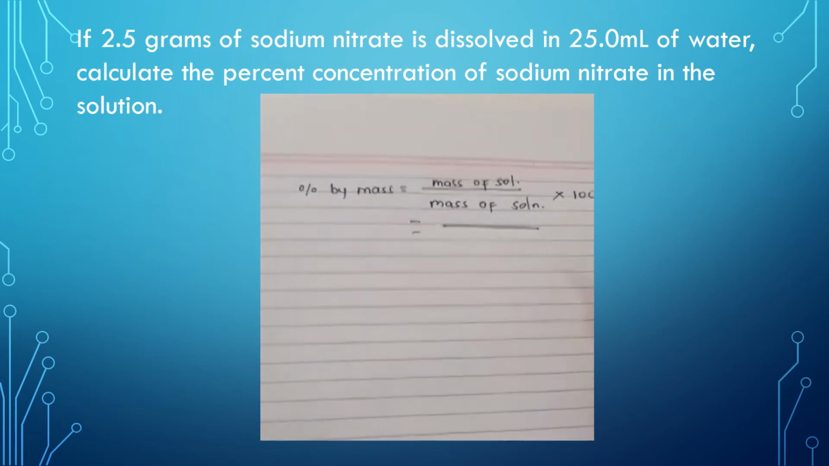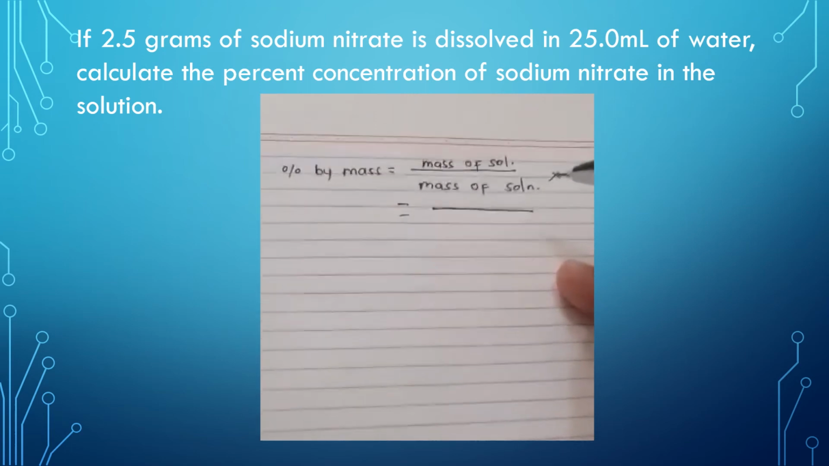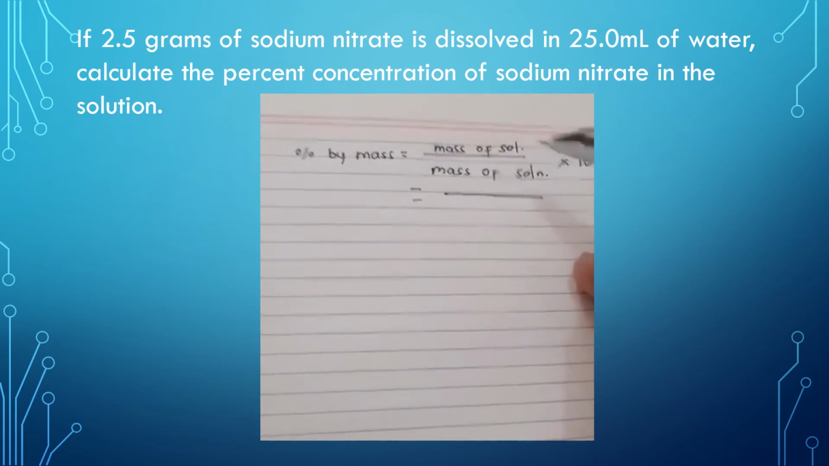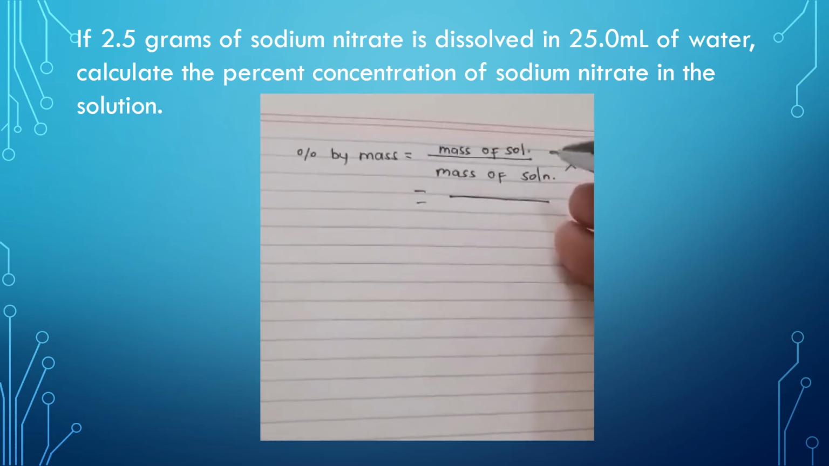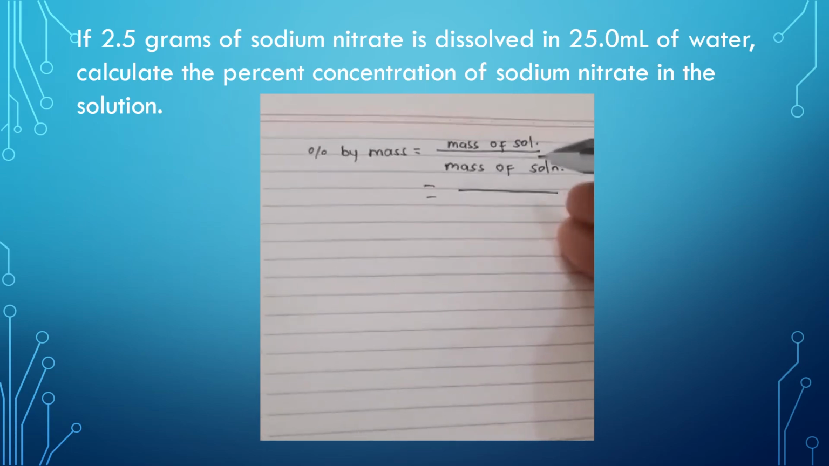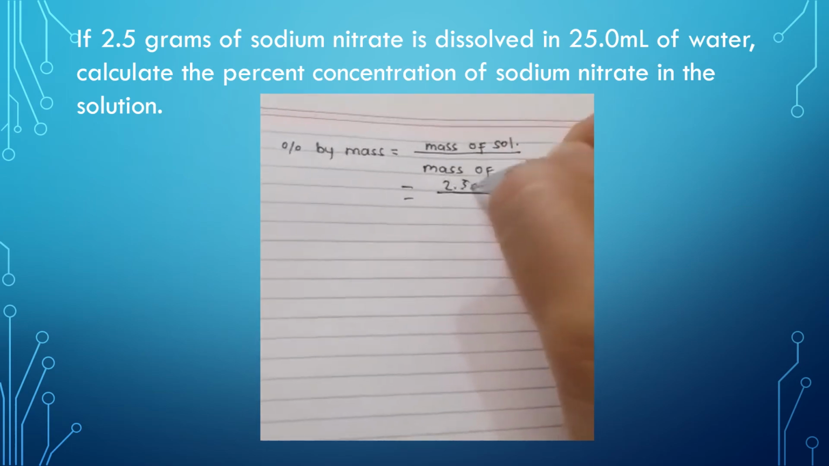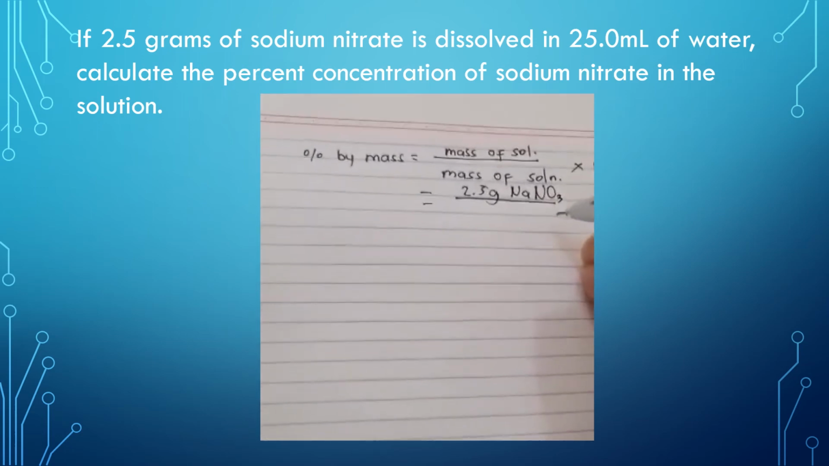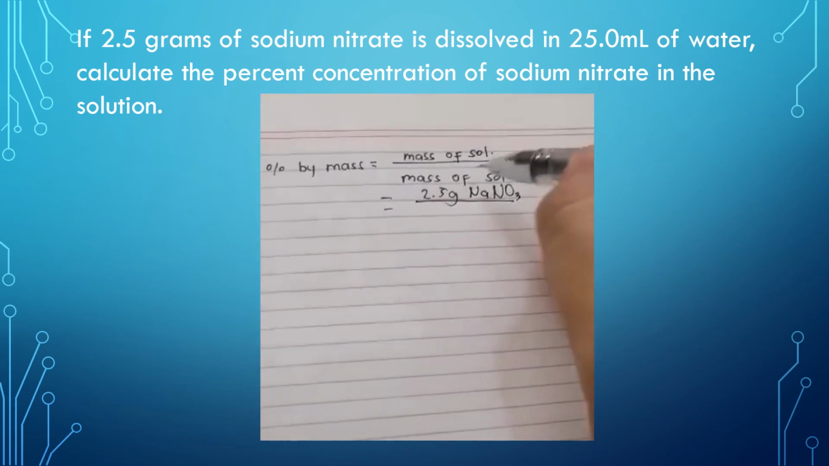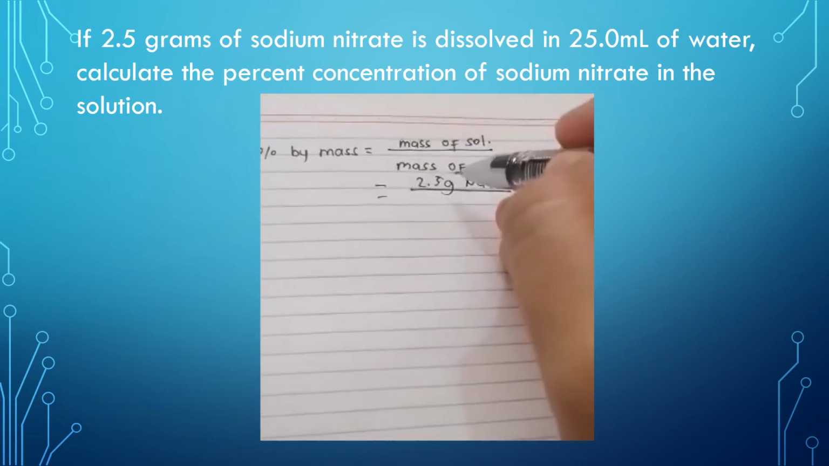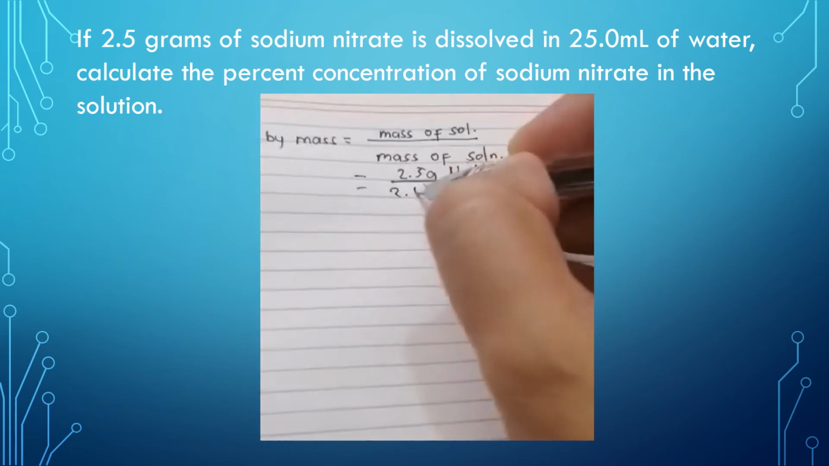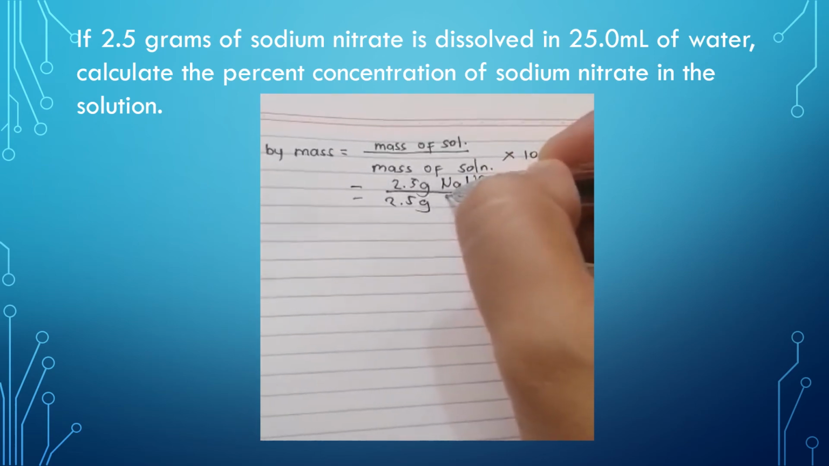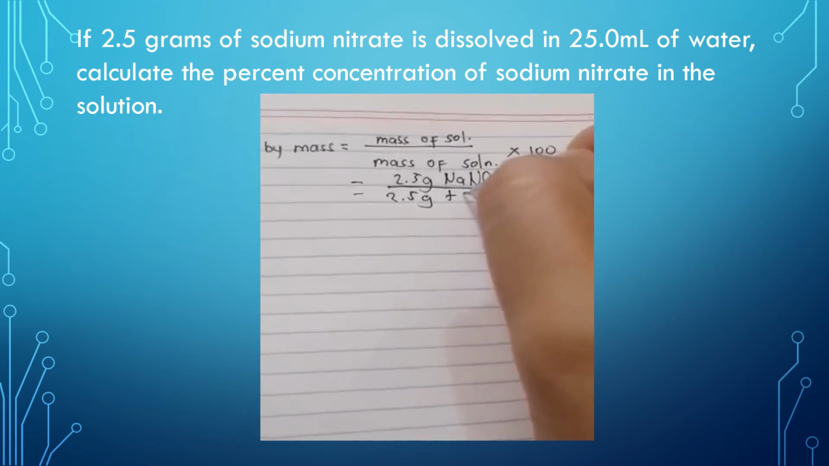So, don't copy this one. At first, you need to write the given first so you won't get confused. So, what is the mass of solute? The mass of solute there, which is the sodium nitrate, is 2.5 grams. Next, mass of solution is 2.5 grams plus 25 ml.